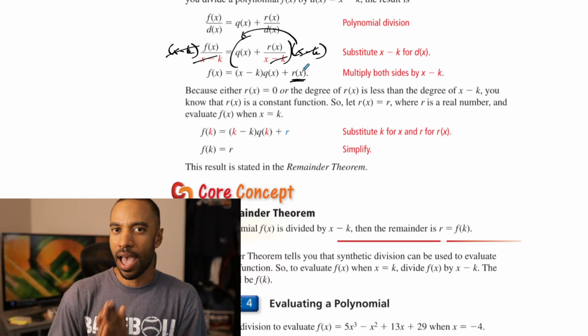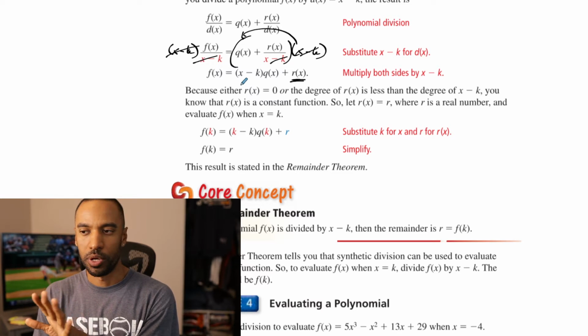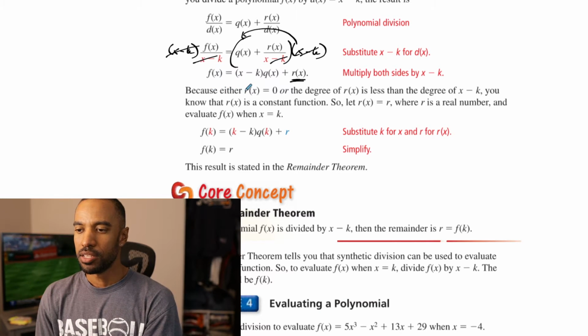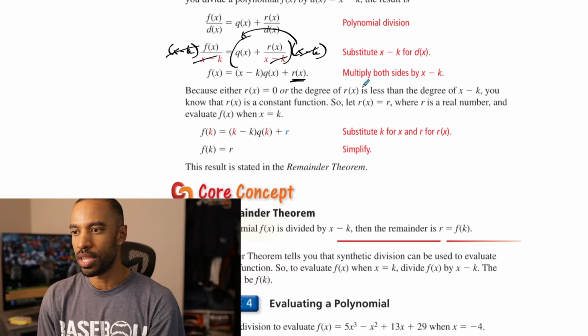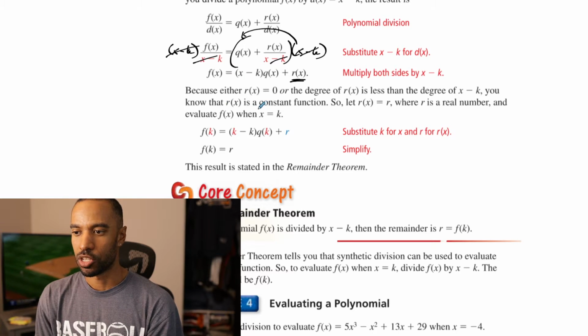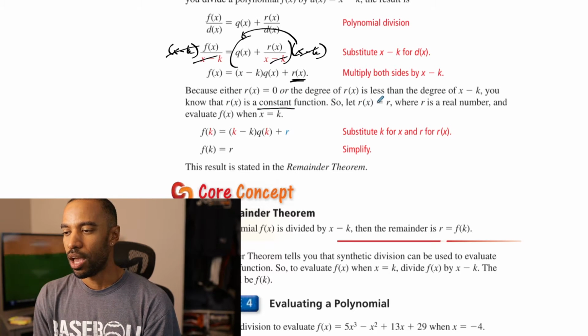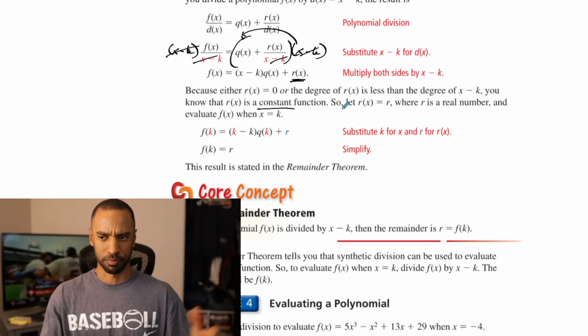Now, the important aspect of this is, well, here, I'll read what they say, and then I'll talk about it. Because either r of x equals 0, the remainder is either 0, or the degree of r of x is less than the degree of x minus k, a constant. You know that r of x is a constant function. So let r of x equal r, where r is a real number, and evaluate f of x when x equals k. Okay, what does all that say?